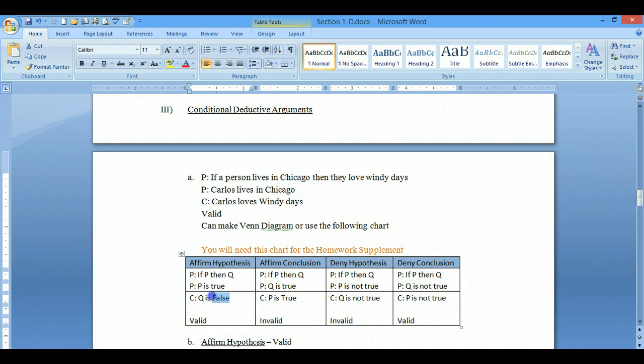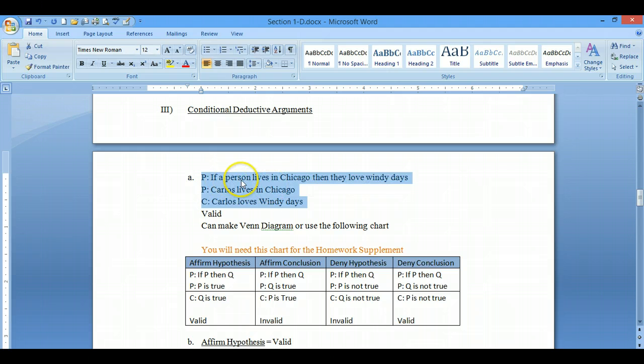Oh, I see a typo. That means that Q is also true, the conclusion. This is a valid statement. In fact, this is the same example of what we saw up here about Carlos in Chicago. If P, or the person living in Chicago, loves windy days, the next premise, Carlos lives in Chicago. So I have affirmed the premise, or the hypothesis from the first premise. And the conclusion is Carlos loves windy days. That's the conclusion, or Q. It is true. Therefore, it's valid. So I can go ahead and use this right here to state that it's valid, or I can go ahead and make my Venn diagram, which we did previously.